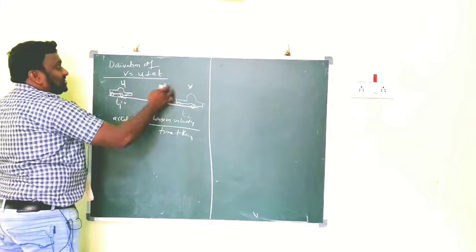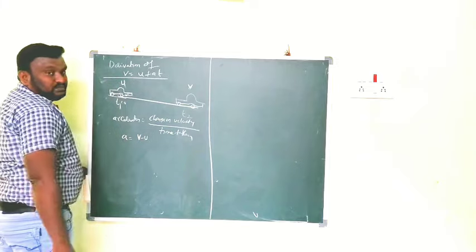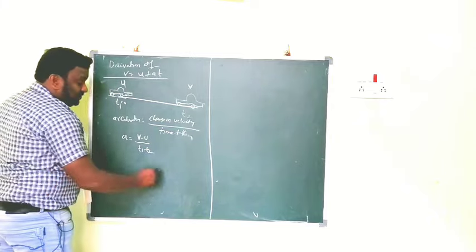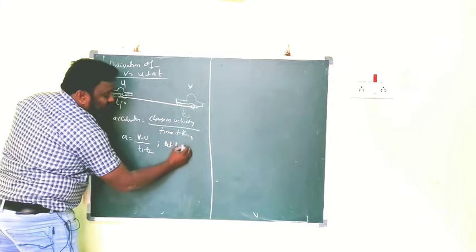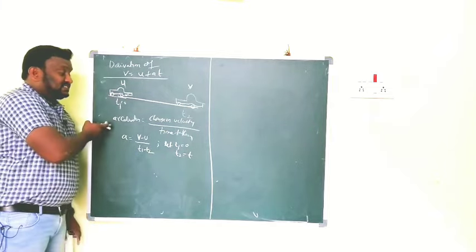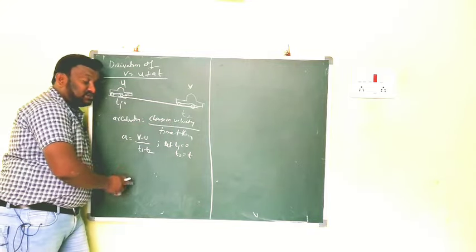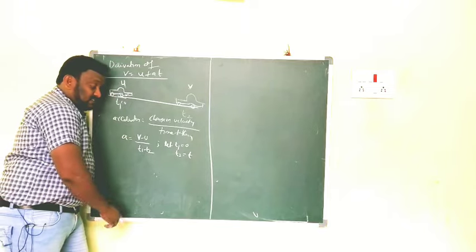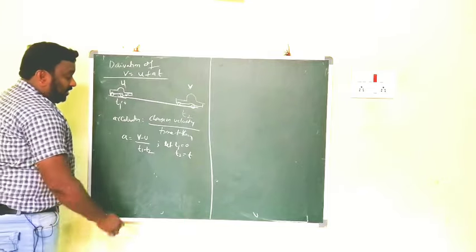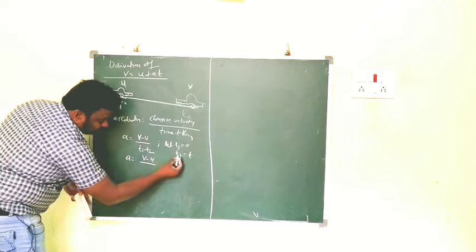In this case, I am writing acceleration is equal to change in velocity. V is the final velocity and u is the initial velocity. Then change in velocity means v minus u. And time taken is t2 minus t1. Here we are taking t1 equals 0 and t2 equals t. Clear, children? Acceleration equals change in velocity by time taken, a equals (v minus u) by (t2 minus t1). Here v minus u is the change in velocity. Then in that equation, we take t1 equals 0 and t2 equals t. Substitute there: a equals (v minus u) by t.